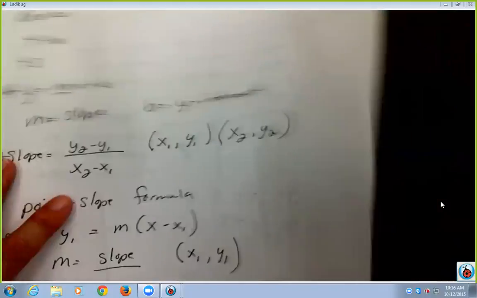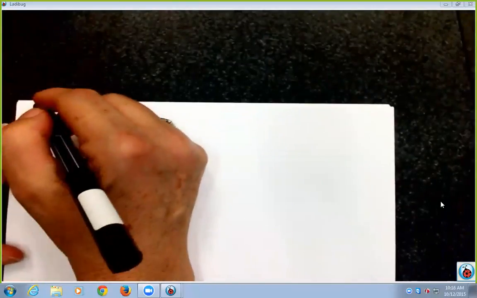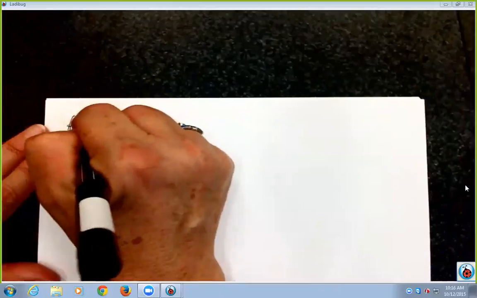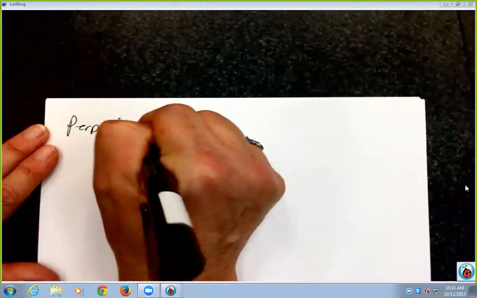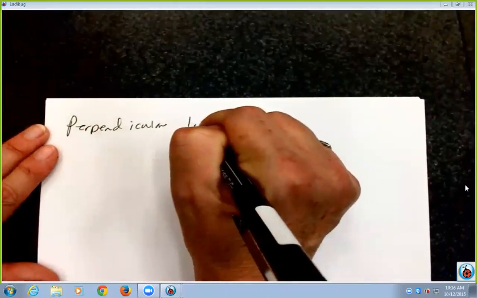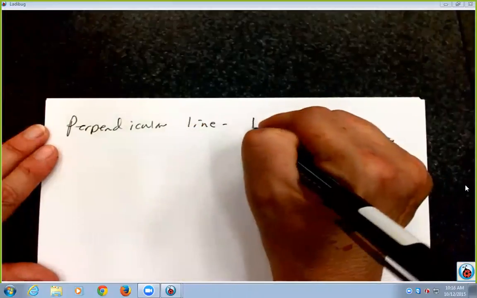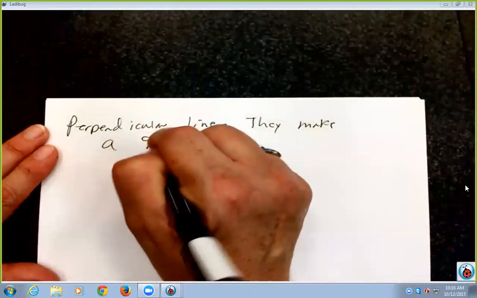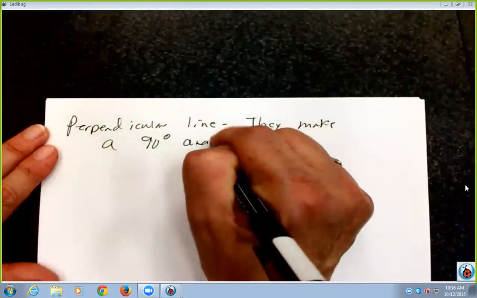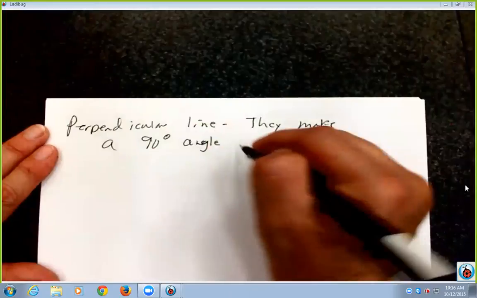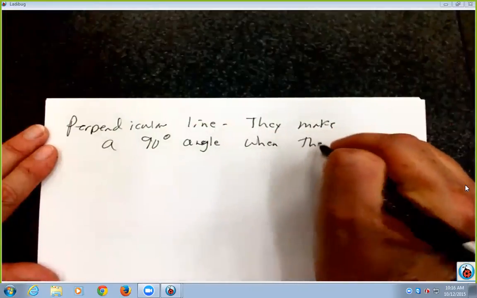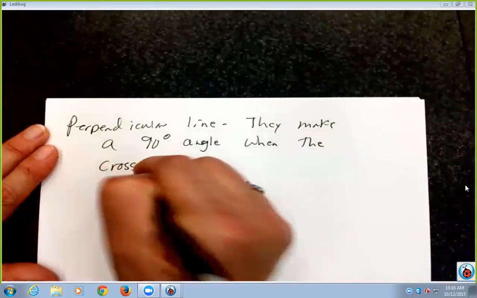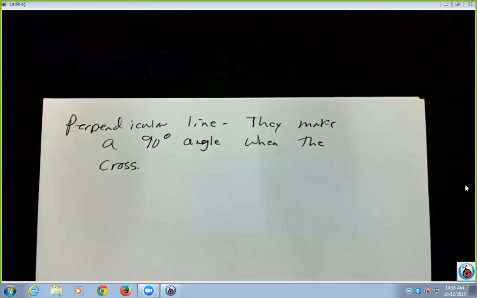So now, what happens with perpendicular? If we take a look at perpendicular lines, what do you know about those? Yeah, they make a 90-degree angle when they cross. Okay, so they make 90-degree angles.